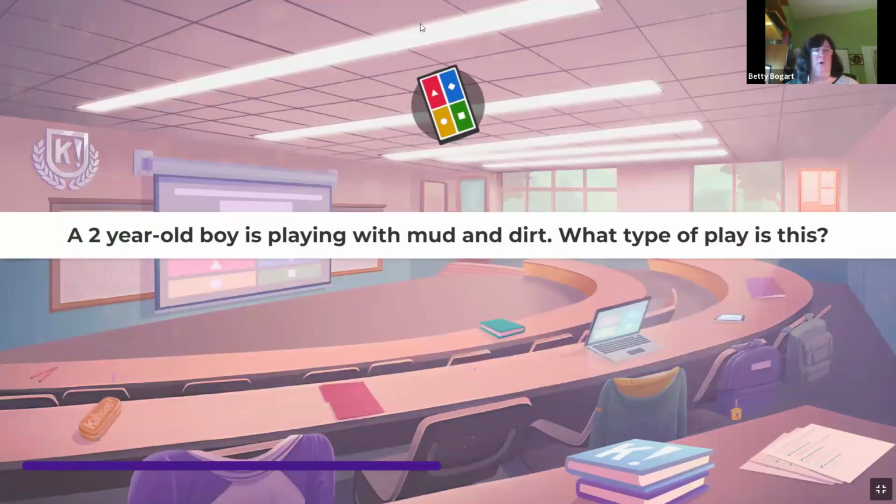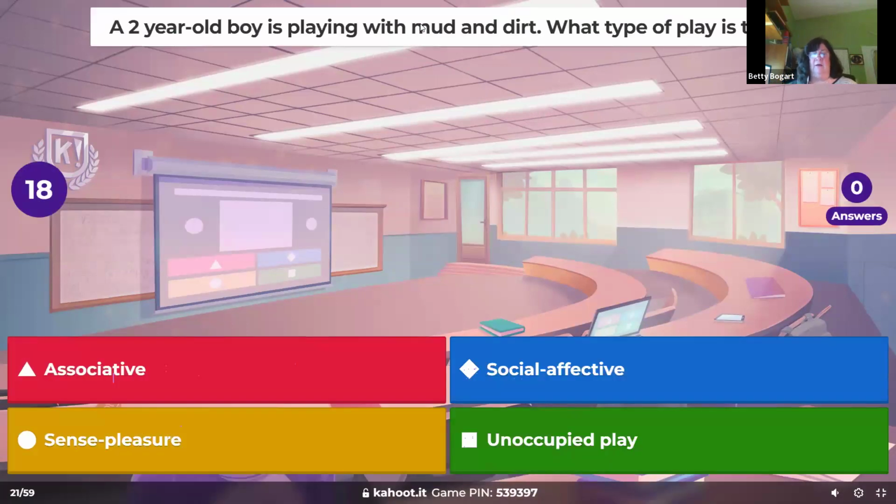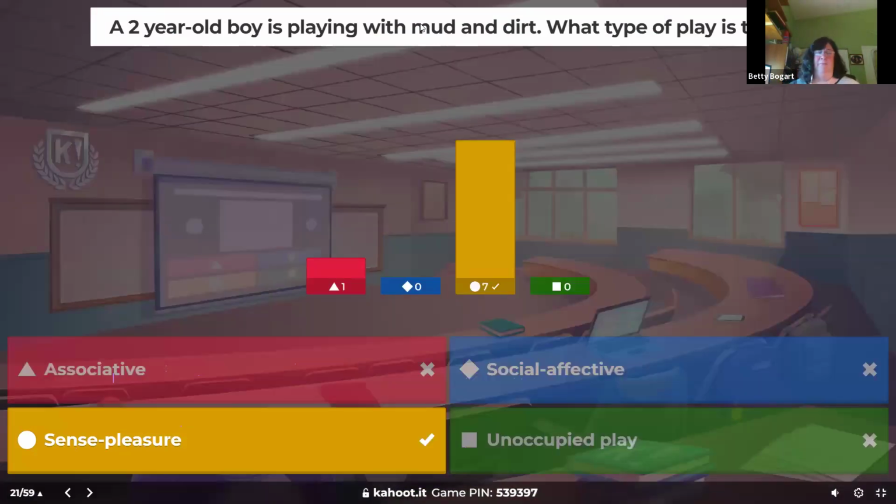A 2-year-old boy is playing with mud and dirt. What type of play is this called? I used to be the 2-year-old girl out there in the mud with my 6 brothers, and I'd come in head to toe in mud. My mother used to be so upset. It's because I love the feeling between my toes and the squishies and all the mud and stuff, right? It sends pleasure.